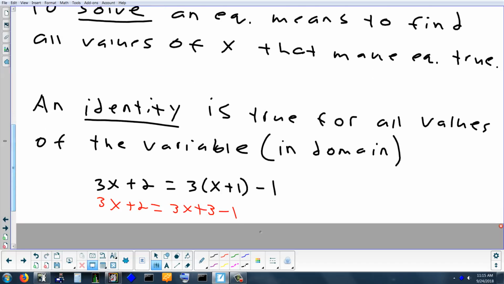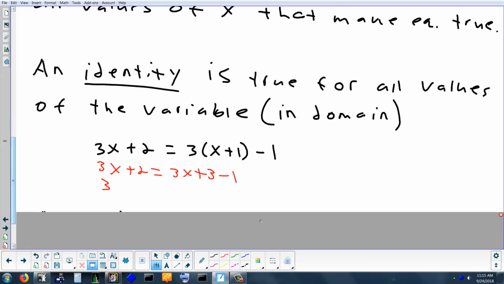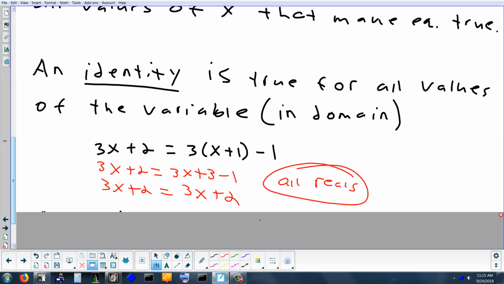If you distribute and then combine like terms, look at what's on the left: 3x plus 2. Look what's on the right: 3x plus 2. Whenever you have two things like that that are equal to each other and they're the same, that's an identity. It means you can plug in any number for x and it's always true. So the way we write the answer to a problem like this is all reals. That would be the answer to that problem.